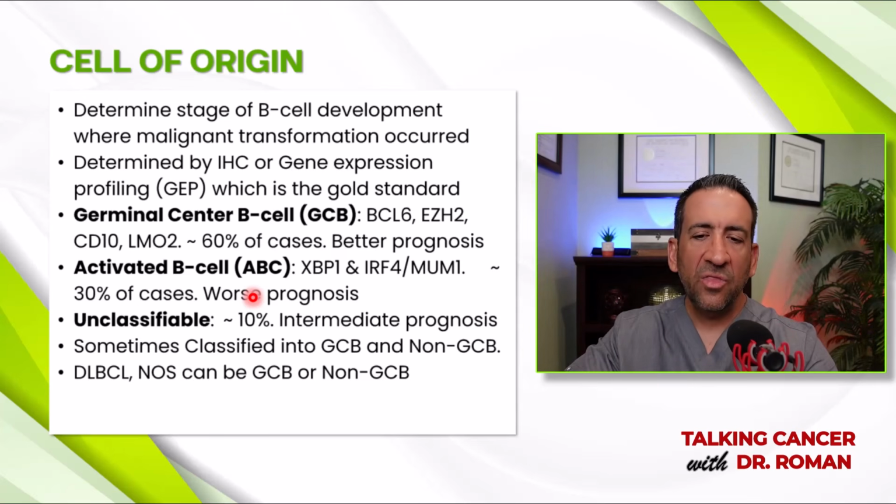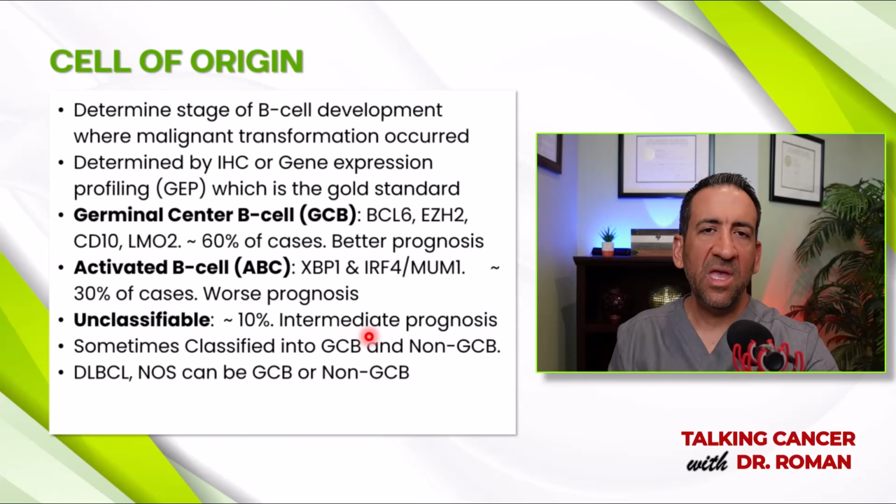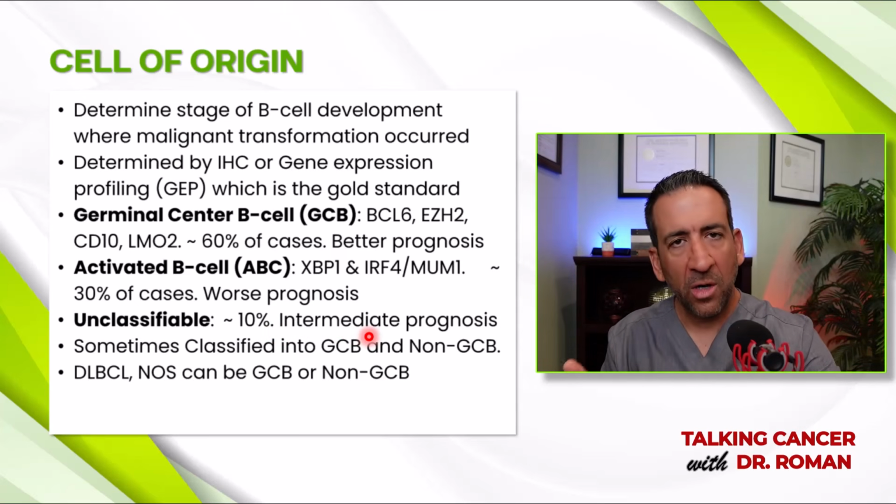Now, obviously, there are times where, performing all these tests, we do not know if you're a germinal center or an activated, and in this case, you are deemed to have unclassifiable, which is seen in about 10% of cases. And in this case, we deem this to be of an intermediate prognosis.